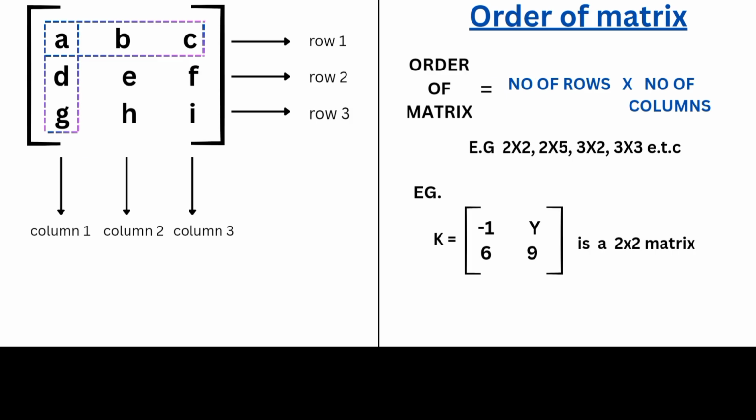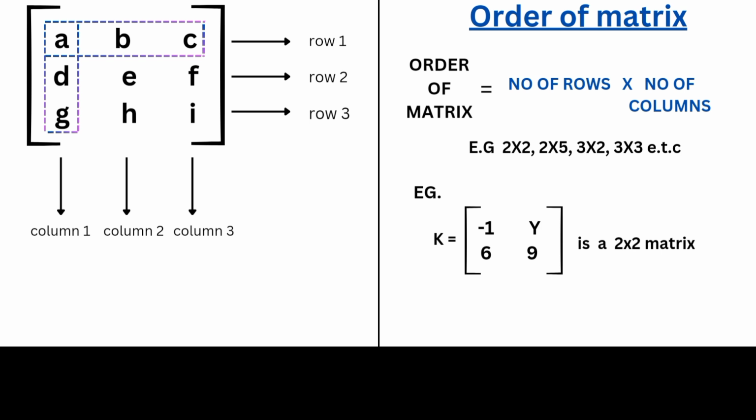So today's topic is Introduction to Matrices, and it entails order of matrix, addition, subtraction, and multiplication of matrices. A definition of a matrix is that a matrix is a group of numbers arranged in rows and columns. Each number in the matrix is called an element.